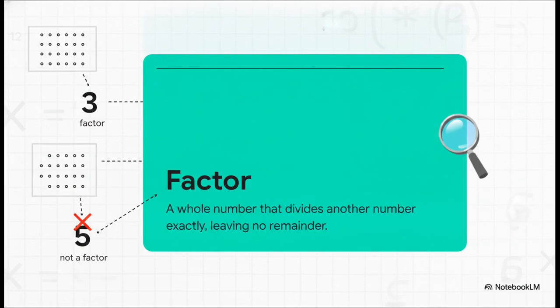On the flip side, 5 is definitely not a factor of 12, because if you try to divide 12 by 5, you get 2, sure, but you also have a pesky remainder of 2 left over.